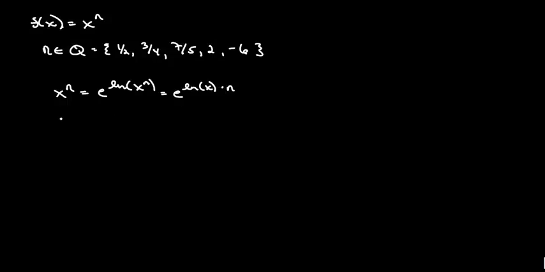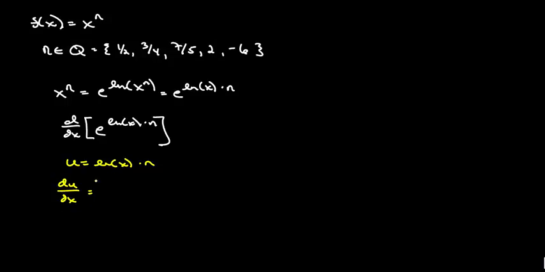Okay, so now what we'll do is we'll take the derivative. So d dx of this guy right here, e to the natural log of x times n. I'm going to do a substitution. Let u be equal to the natural log of x times n, where n is a real number, any real number. So du dx, let's just find that one right away. That is n over x. Well, it's really n times 1 over x, so I can just reduce it like this.